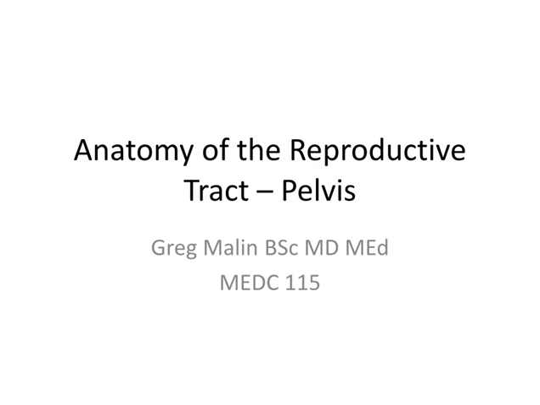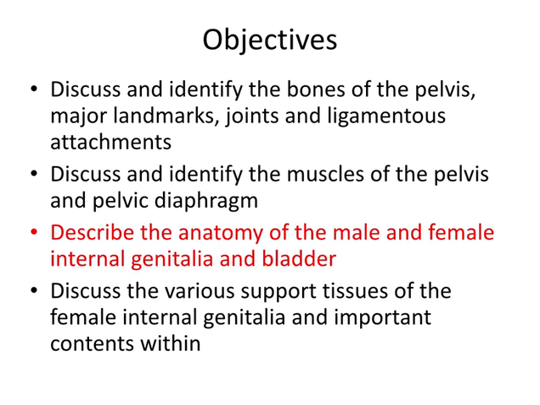Alright, this is the second in a series of recordings for the anatomy of the reproductive tract. And in this one we're going to be focusing on the entire anatomy of the male and female internal genitalia tract as well as the bladder. And we're going to start with the bladder.